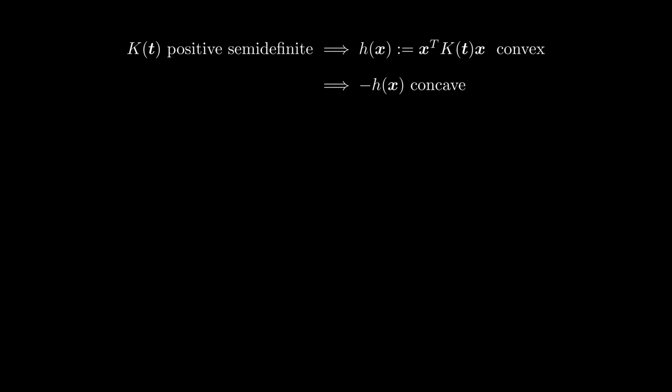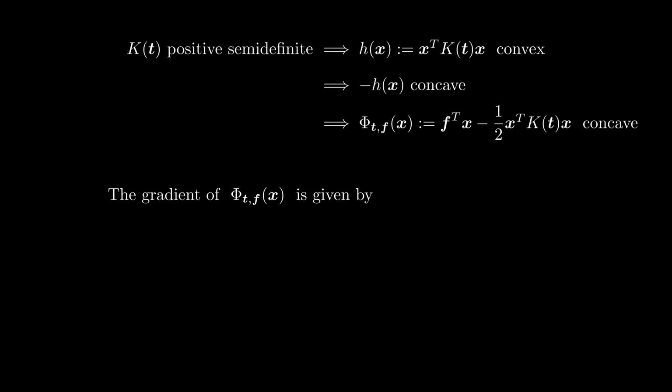But then the function phi T f of x defined by f transposed x minus 1/2 x transposed K of T x is also concave. The reason for this is that the sum of concave functions is concave again. Now let us take a look at the gradient of this function. What is the gradient of this function? Well, the gradient of this function is f minus K of T times x.